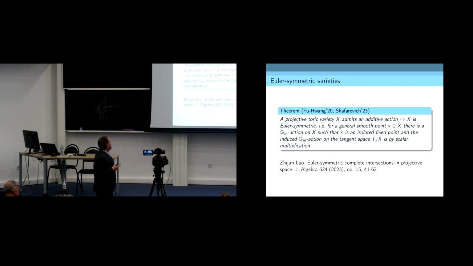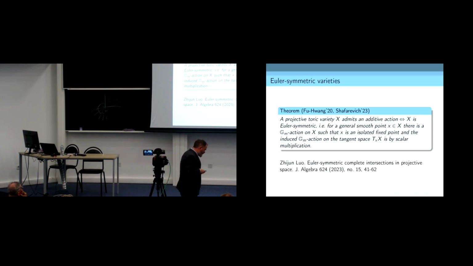Okay, and now there is one more attempt to characterize varieties with additive action. This was proposed by Fu and Hwang. They called them Euler symmetric varieties. They said that a projective variety is Euler symmetric if it has many actions of one-dimensional tori. For any point, you can find an action of a one-dimensional torus such that this point is an isolated fixed point, and the action on the tangent space is just scalar multiplication.